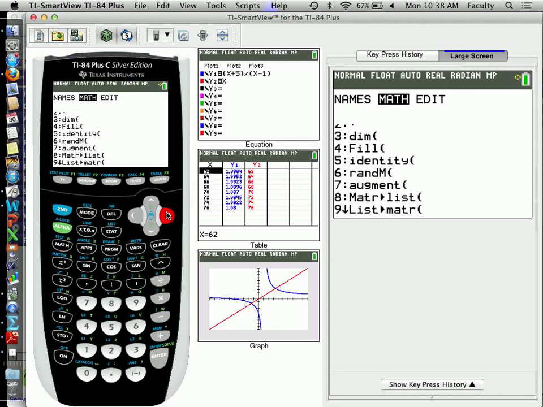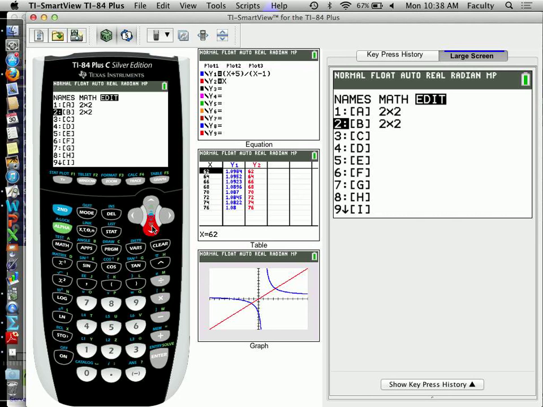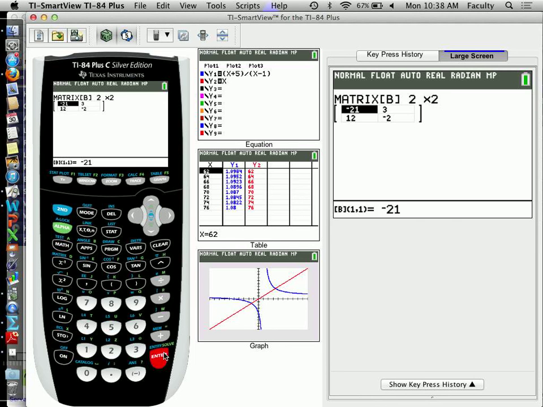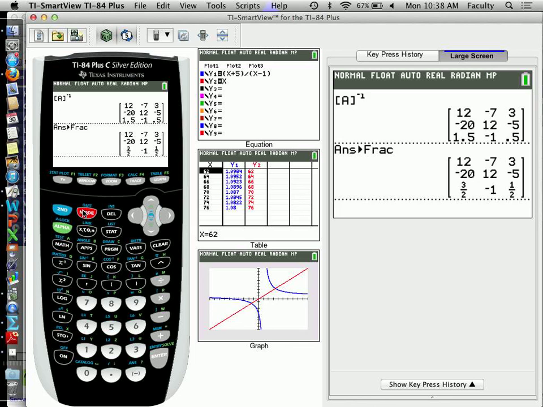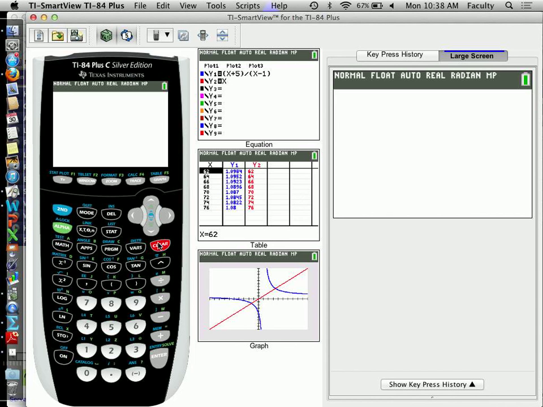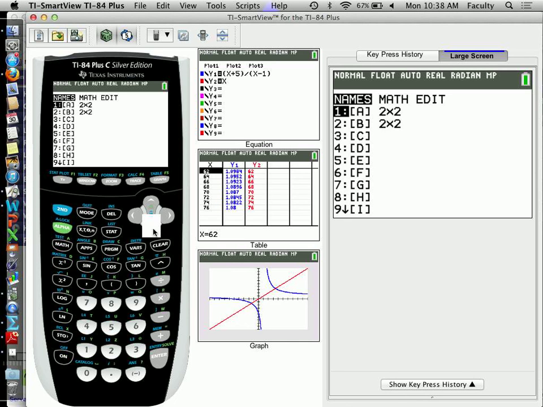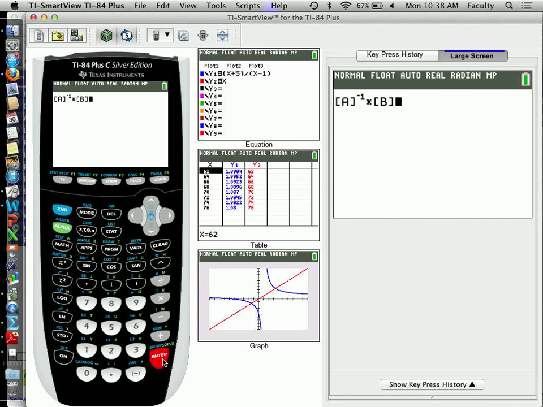Then I'm going to do second matrix, edit, and go down to matrix B. It's a 2x2, so just press enter. And I have -21, 3, 12, -2. Now you have to get out of there, so you're going to do second quit. And we want A inverse times B to solve it. So I'm going to do second matrix, pull up A, and do the inverse, times second matrix, under name, B. So you pull up A inverse times B, which will solve the matrix equation. And then press enter.